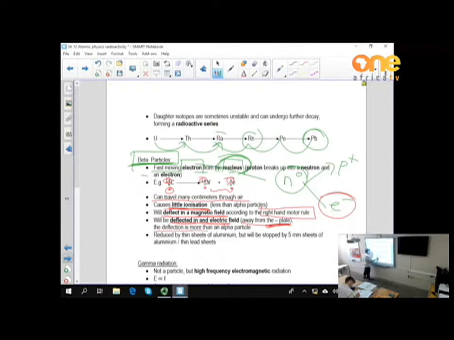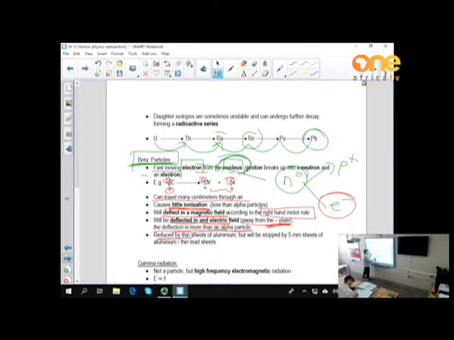The deflection will be more than that of an alpha particle. Why? Is it heavier or lighter? Lighter. Is it easier to push a heavy object or a light object off course? A lighter. So the electron, the beta particle, will be deflected a greater amount than the alpha particle.